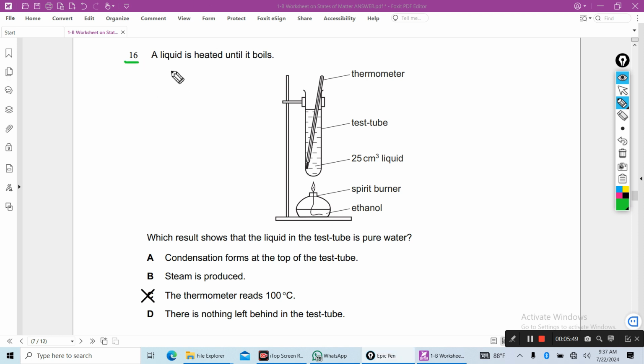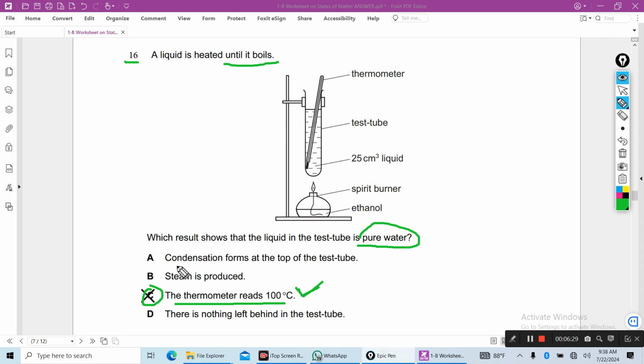16, a liquid is heated until it boils. So which result shows that the liquid in the test tube is pure water? And number C is the correct answer. The thermometer reads 100 degrees centigrade. You know, pure water boils at 100 degrees centigrade, but if impurity is present, the boiling point increases. So the thermometer reads 100 degrees centigrade. That means this water is pure. So C is the correct answer.